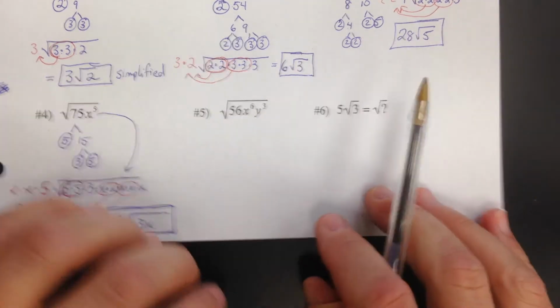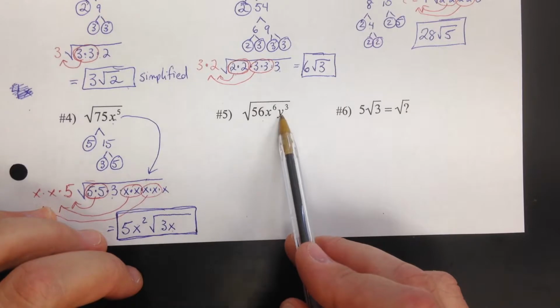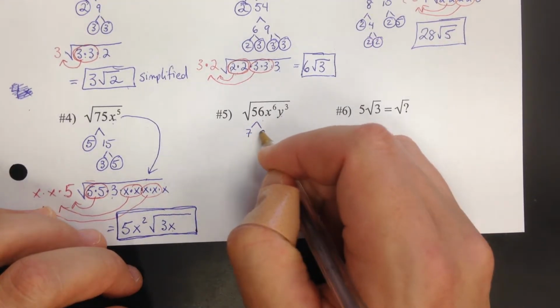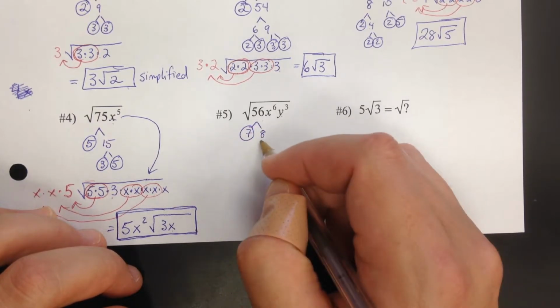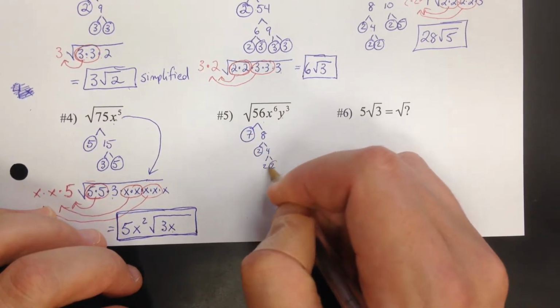All right, so let's take number 5 here. So square root 56, x to the 6th, y to the 3rd. Let's break down 56. I'll say 7 times 8. 7 is prime. 2 times 4, and then 2 times 2.